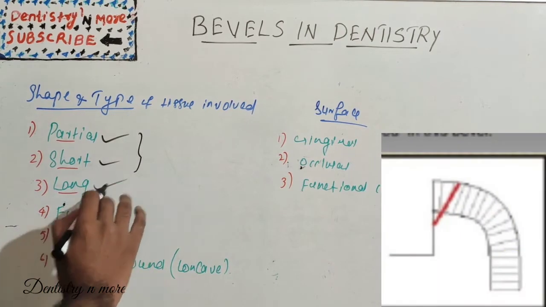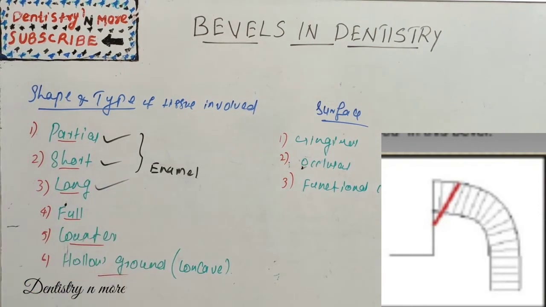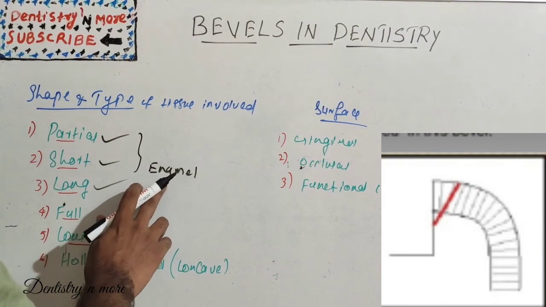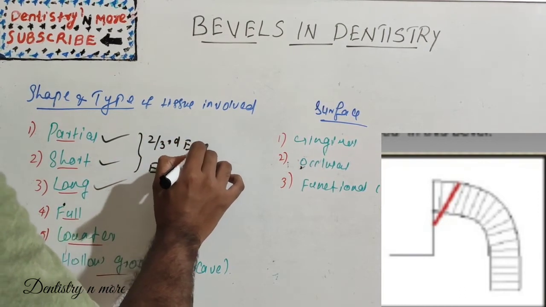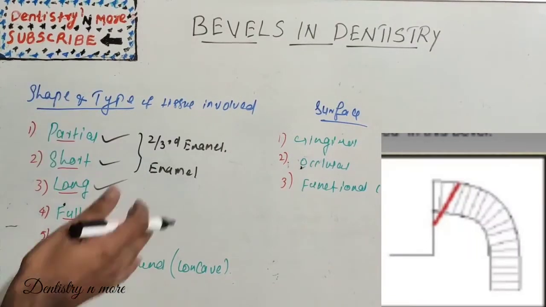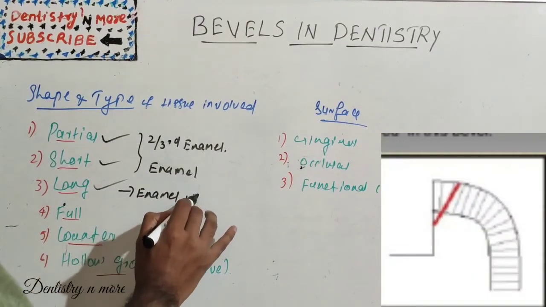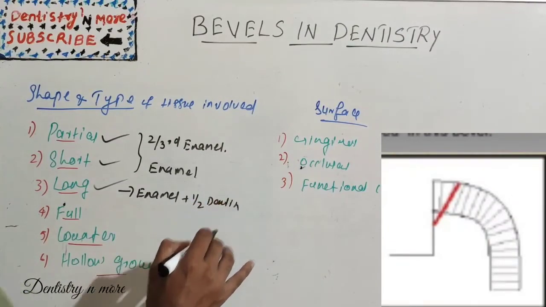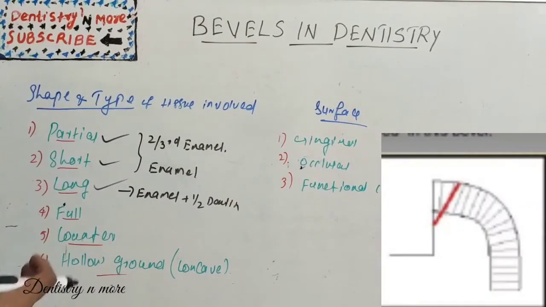Whereas a long bevel includes all of the enamel wall and one half of the dentine. So the short bevel involves the enamel, whereas the partial bevel involves two-thirds of enamel. A long bevel includes all of the enamel wall and one half of the dentine, so this involves enamel plus one half of the dentinal wall. Its major advantage is that the internal boxed-up resistance and retention features are preserved in this bevel, and it is indicated in the first three classes of cast material.